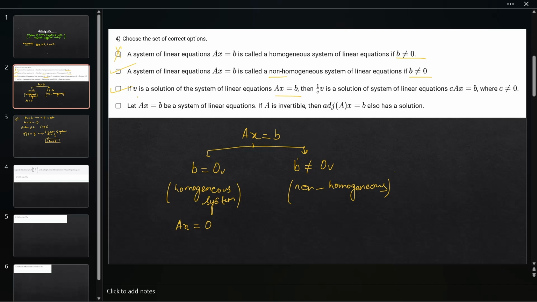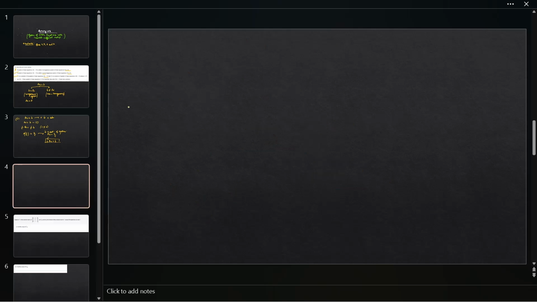Moving on to option 4, that says Ax equal to B is a system of linear equations. If A is invertible, then adjoint of A, x equal to B also has a solution. Okay, so let's discuss option number 4. It says that A is invertible. If A is invertible, then it means determinant of A is not equal to 0. Then only A inverse would exist, right?